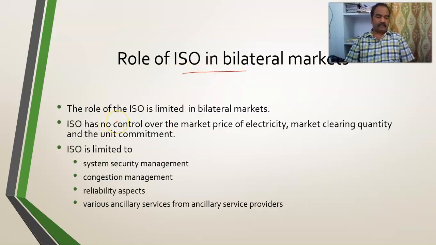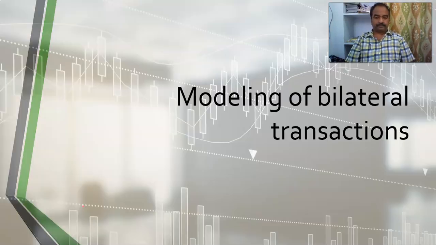We have seen in the last lecture that the role of the ISO is very limited in bilateral markets. He has no control over the market price, no control over the market clearing quantity, and no control over the unit commitments. He is limited to maintaining system security, maintaining system reliability, and managing congestion, and in particular, he offers any ancillary services if required by any of the participants.